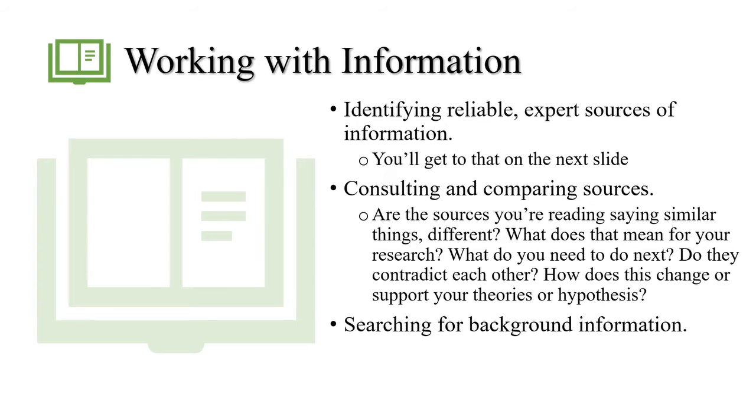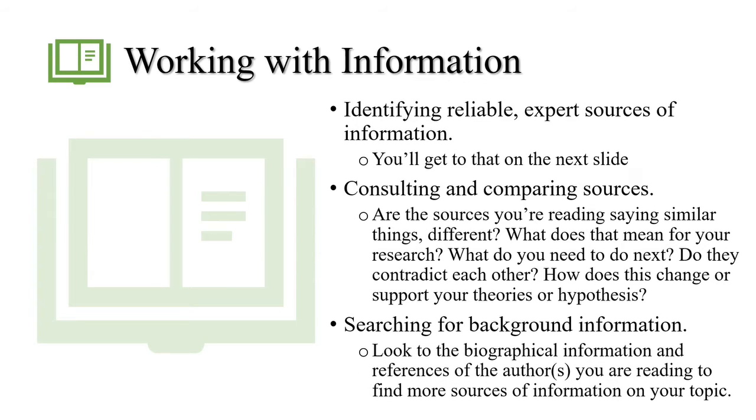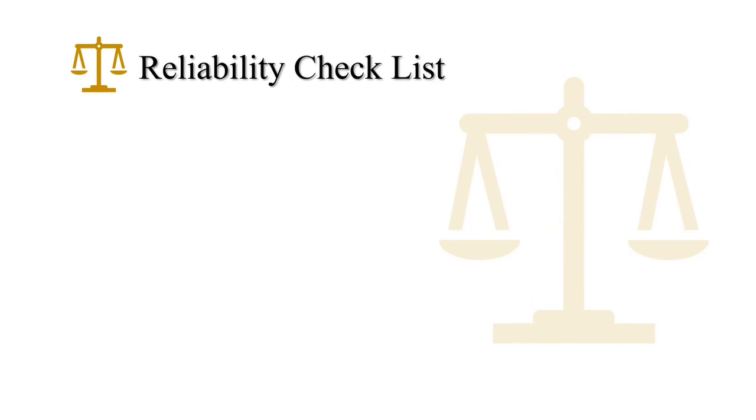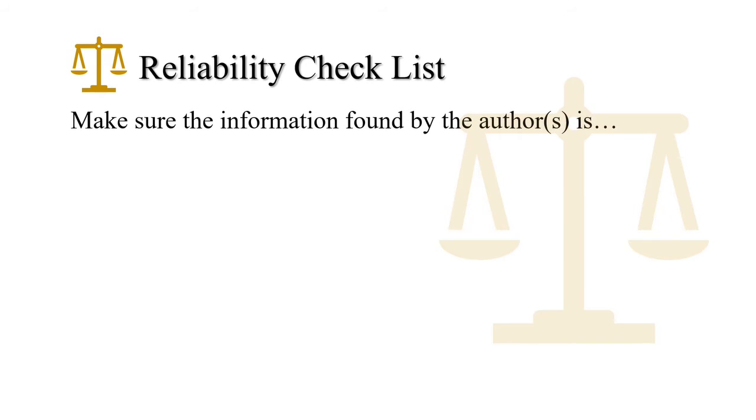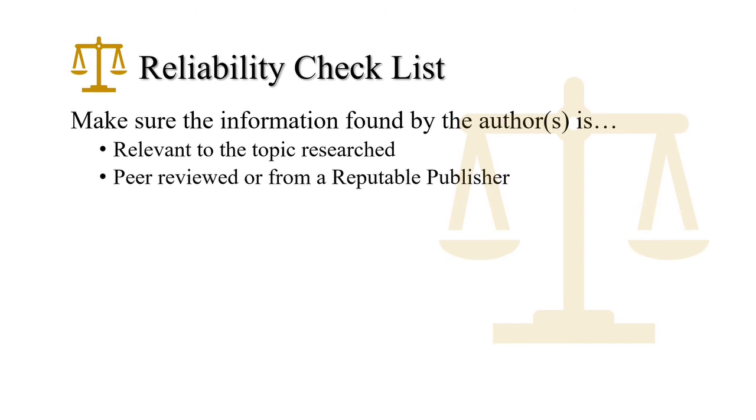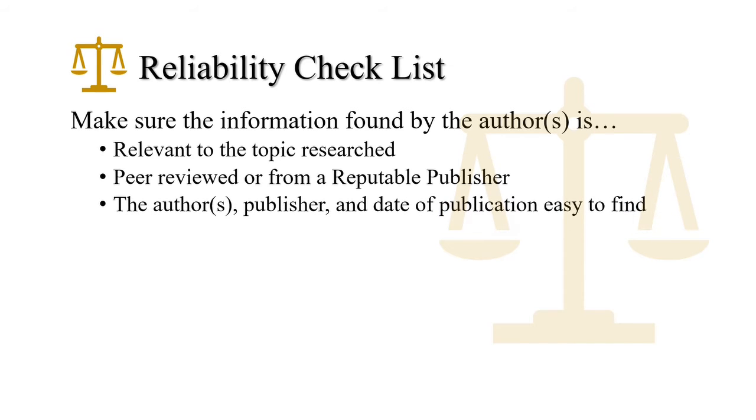Also, searching for background information is a big part of it. Look to the biographical information and references of the author or authors you are reading to find more sources of information on your topic, or other articles. So here's a good reliability checklist in order to determine if what you are reading is information that's relevant and accurate to you. Make sure the information found by the author or authors is relevant to the topic of research, peer-reviewed or from a reputable publisher, that the author or authors, the publisher, and the date of publication are easy to find. This is especially important for websites.